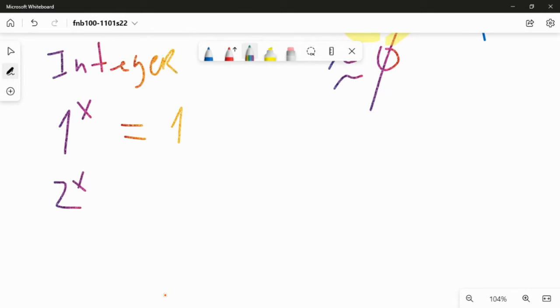But between 1 and 2, how many numbers are there? There are an infinitely large amount of numbers between the two. Isn't that right? 1.0000000000001 and 1.9999999. I mean, think about it. Between 1 and 2, there is just an uncountable amount of numbers, which are called real numbers, right?